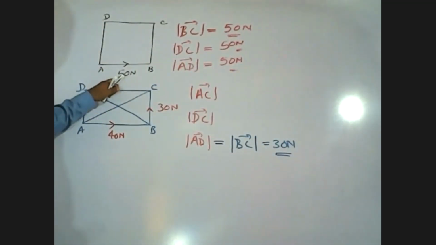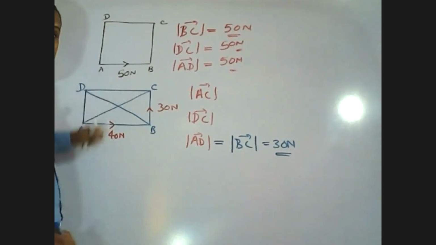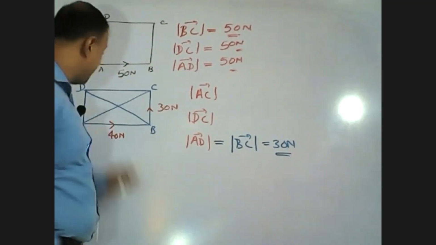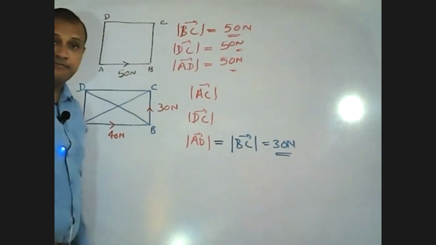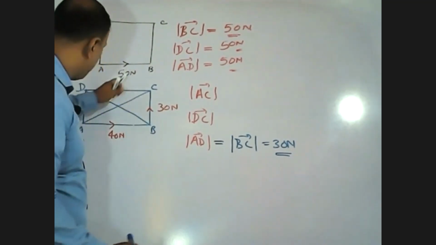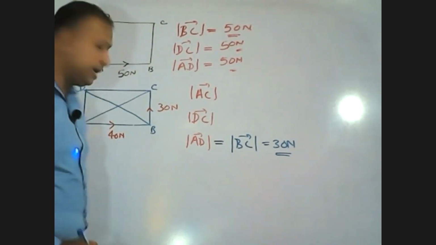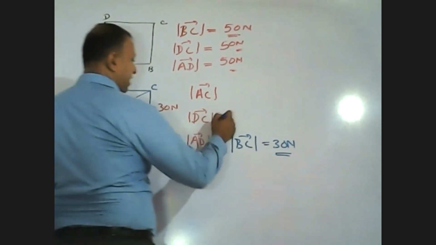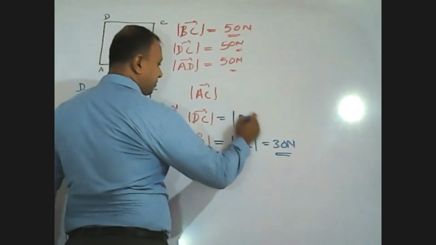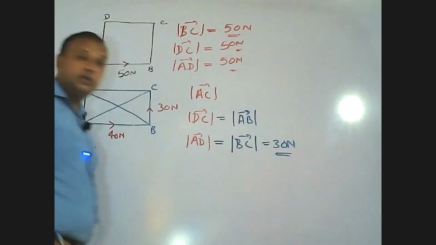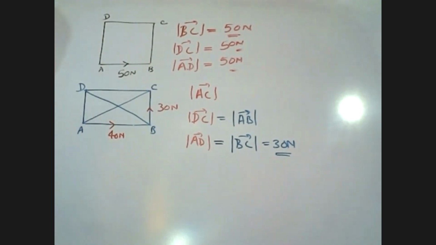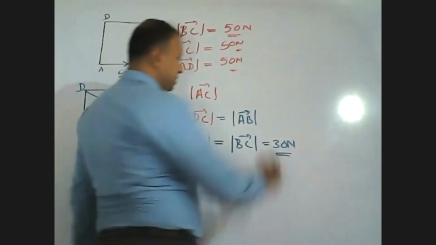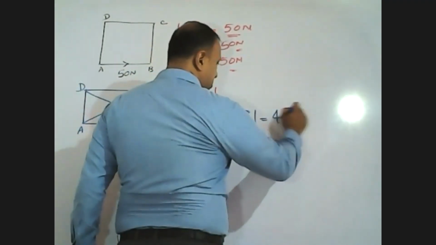Look at this, DC and AB, those are the two opposite sides. As they are the opposite sides, the length of AB should be equal to the length of DC. Length of AB means the magnitude of AB vector. Therefore, the magnitude of DC vector should be equal to the magnitude of AB vector. So that is equal to 40 Newton.